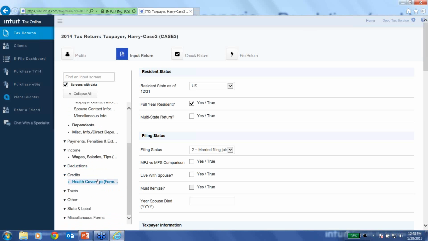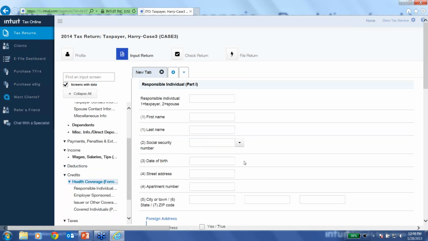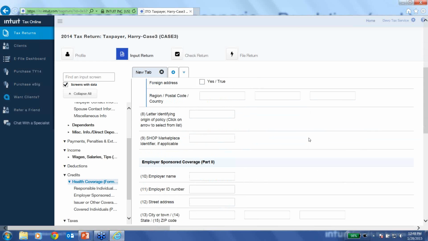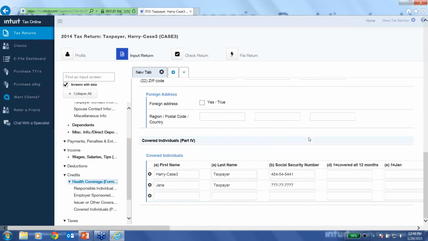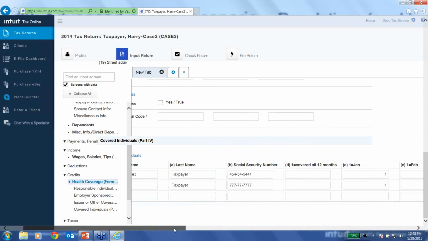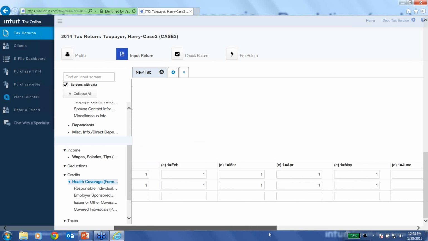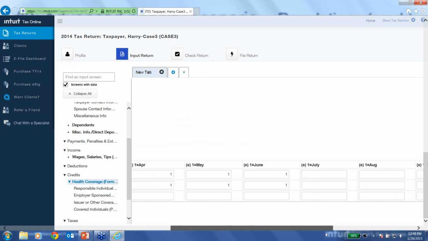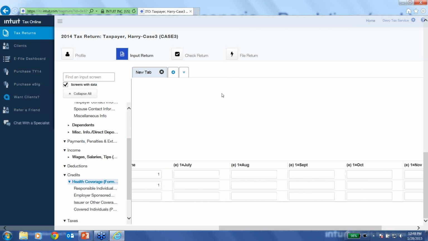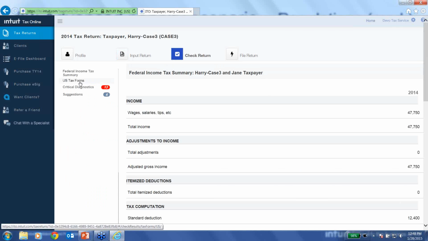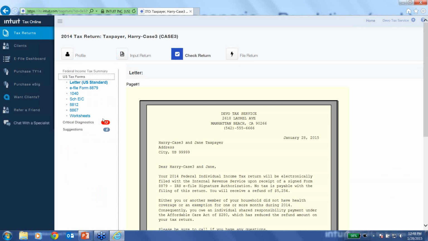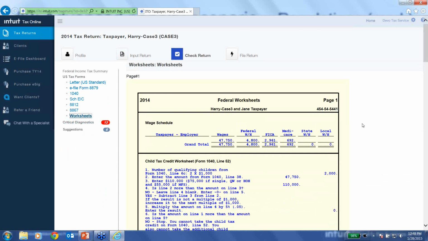Okay, now we're going to go to the health coverage screen. And this is the 1095B. So we have Harry and Jane. And in the example, we said they had coverage January, February, March, April, May, and then it stopped in June. And the kids did not have coverage. Go ahead and check the return. Going to go back out to the penalty worksheet.